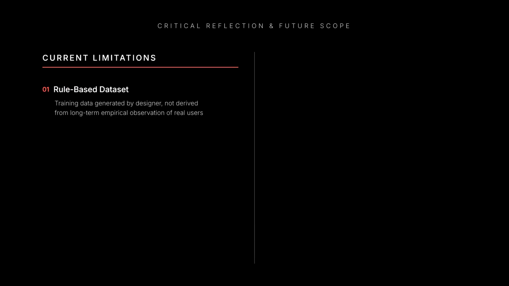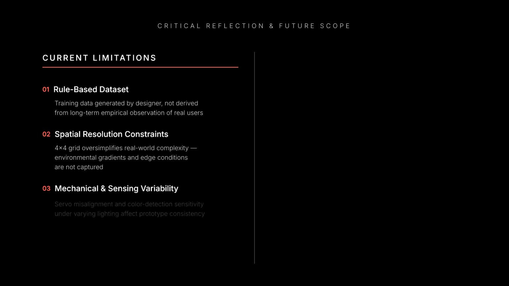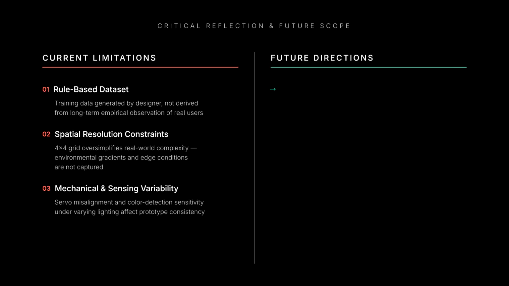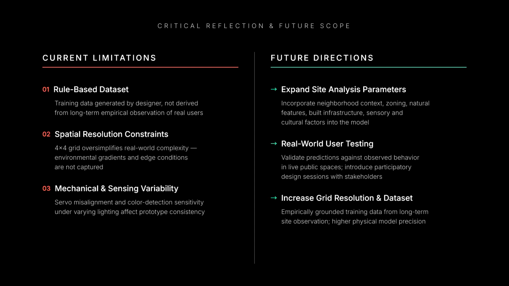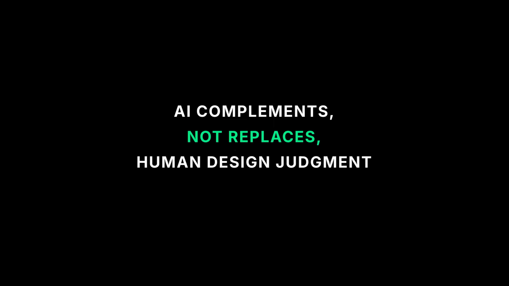Although the framework demonstrates strong potential, limitations remain, including simplified datasets, reduced spatial resolution, and mechanical constraints. Future work will expand testing, dataset diversity, and real-world validation. Ultimately, this research demonstrates that artificial intelligence can complement, rather than replace, human landscape design judgment by supporting adaptive, interactive, and evidence-based spatial decision-making.